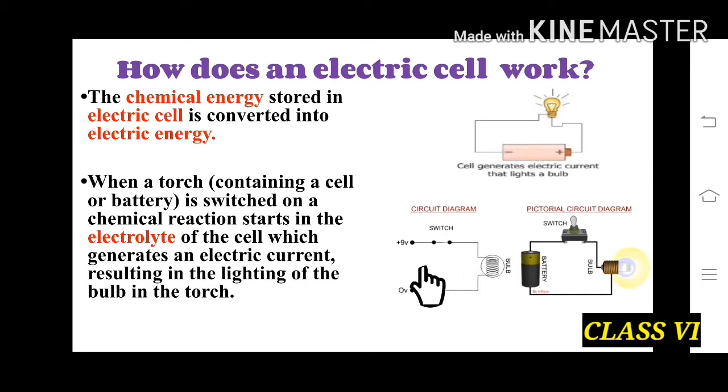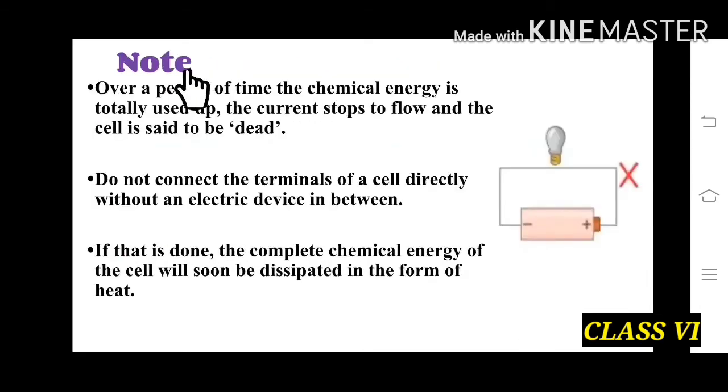So in this picture we can see that there is a battery, switch and bulb. So when we switch on the switch, what happens? The bulb glows. Note: over a period of time, the chemical energy is totally used up. So in this picture we can see that the chemical energy is totally used up in the cell and the current stops flowing and the cell is said to be dead.